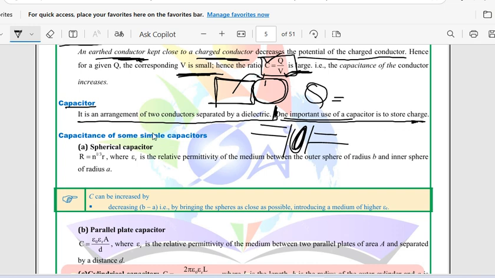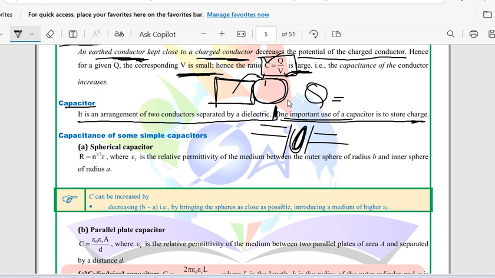This is all about the capacitor and capacitance of the conductor. I have told you that capacitance is the ratio of the charge on the capacitor to the potential difference between the two conductors of the capacitor.